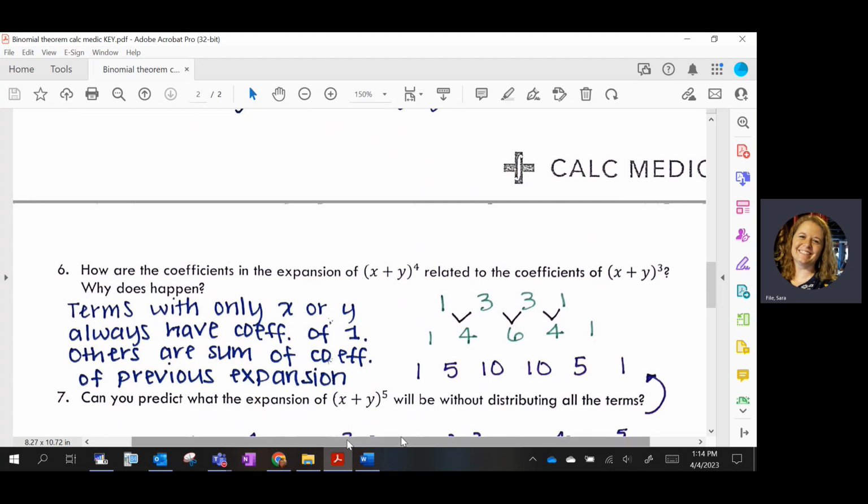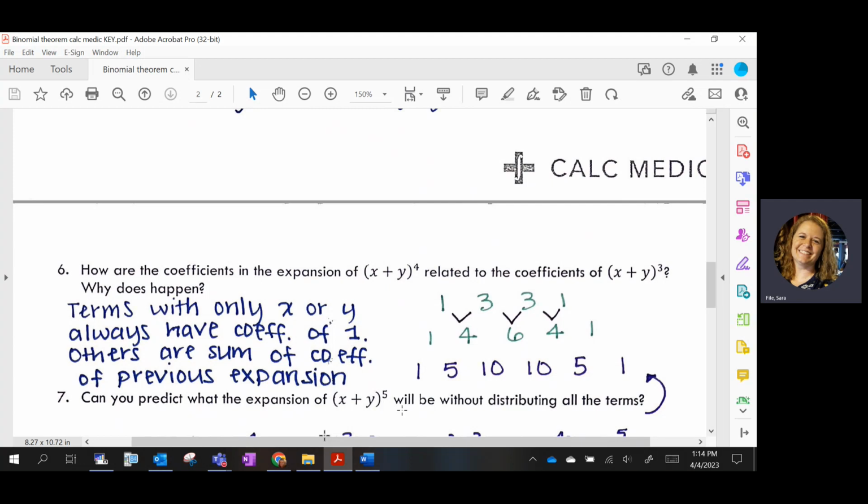The next line is written because that's helping us with question number 7. Question number 7 says, can you predict the expansion of x plus y to the 5th without doing a bunch of work? Can we just write the answer out? And so I went ahead and said, well, if this pattern continues, the next line would be 1, and then the sum of 1 and 4 is 5. The sum of 6 and 4 is 10. 10, 5, 1. So those should be the coefficients for that expansion, right?